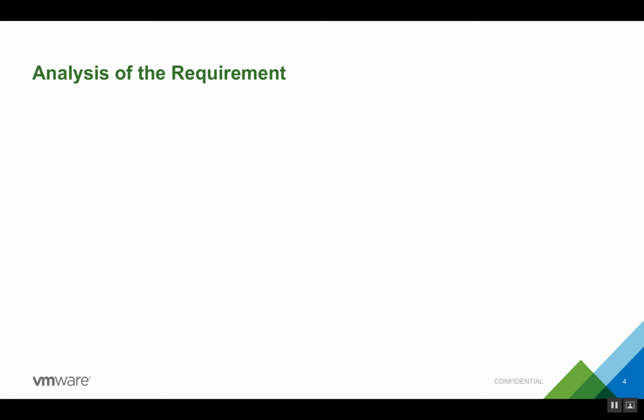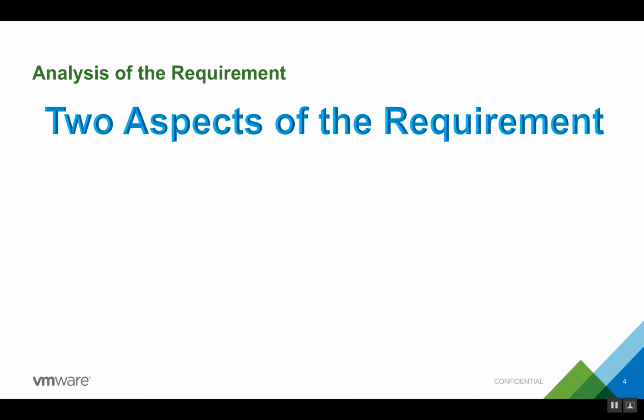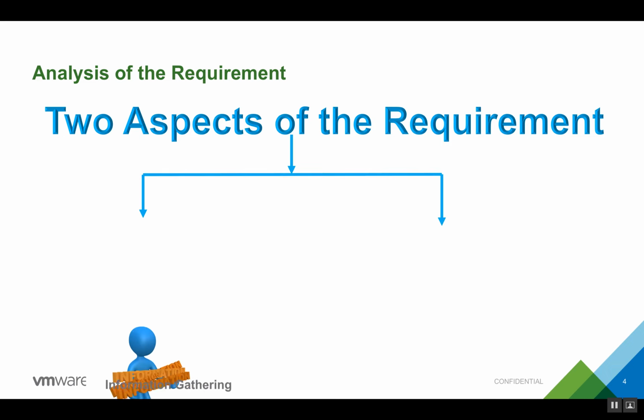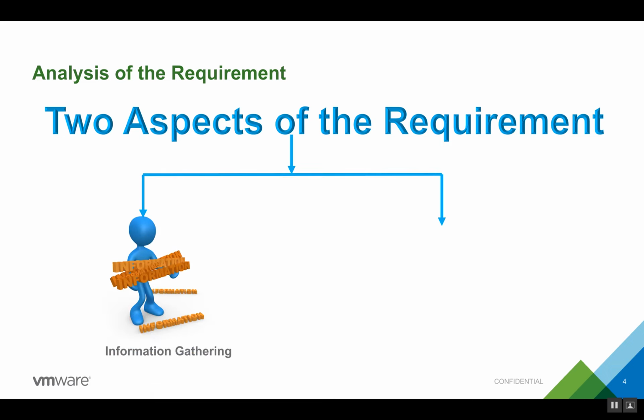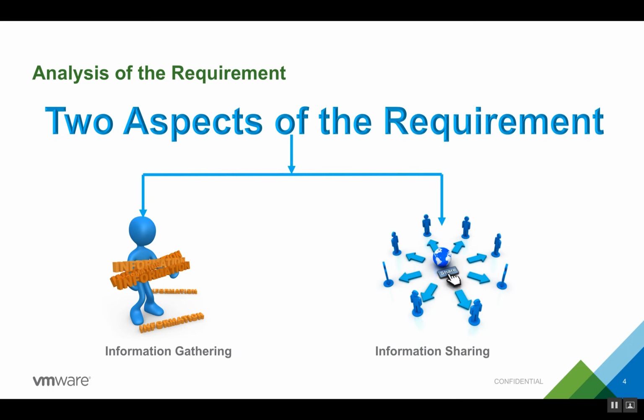Right? Now, if we look into the requirement analysis, the questions that we asked till now, if we analyze that, I see that there are two aspects of the requirement. One thing is information gathering. How do I gather the information? And the other thing is how I share the information. For example, how do I get the notification for the information that I have already gathered?